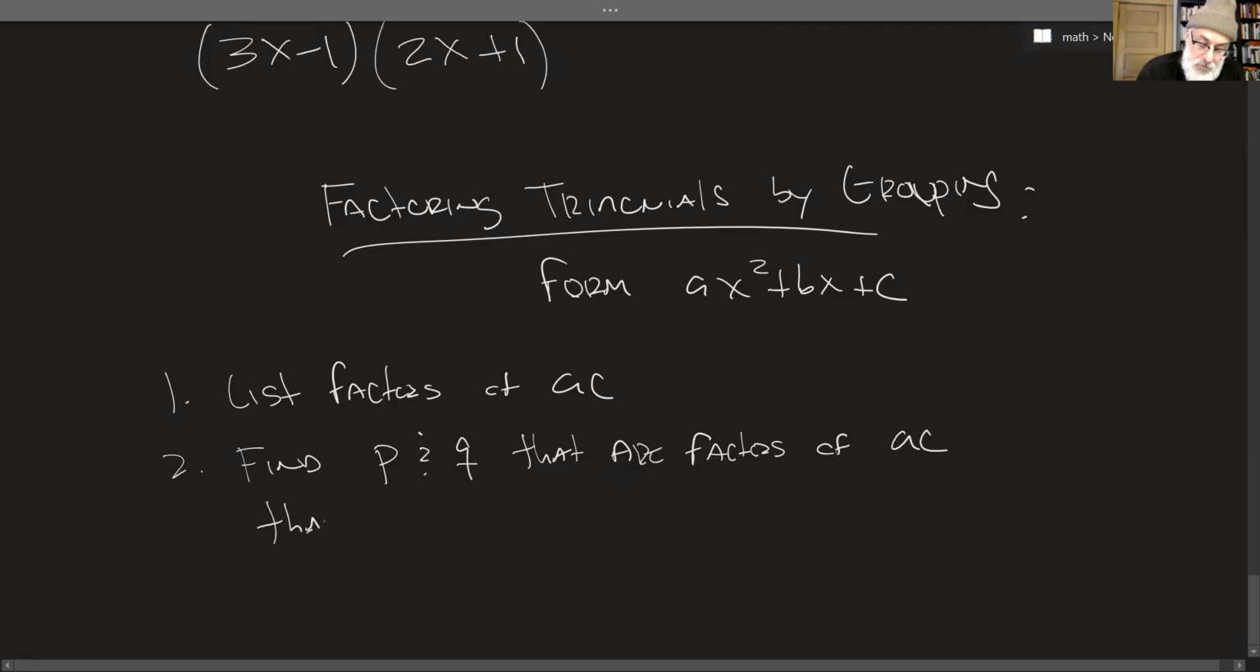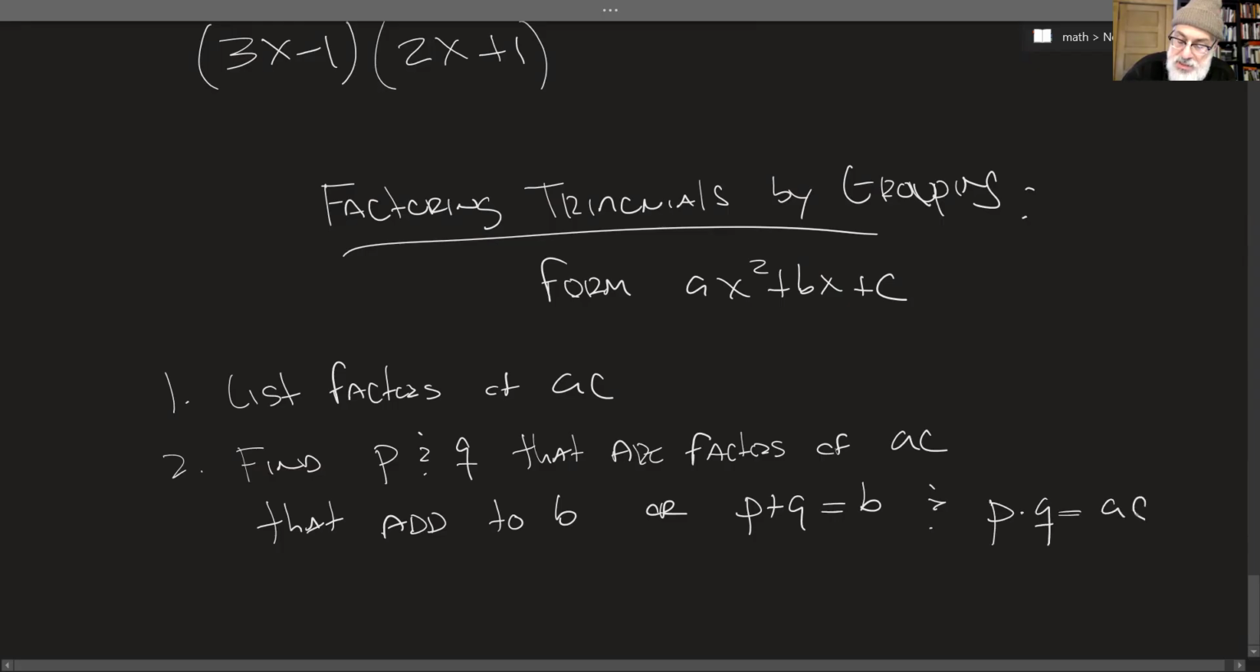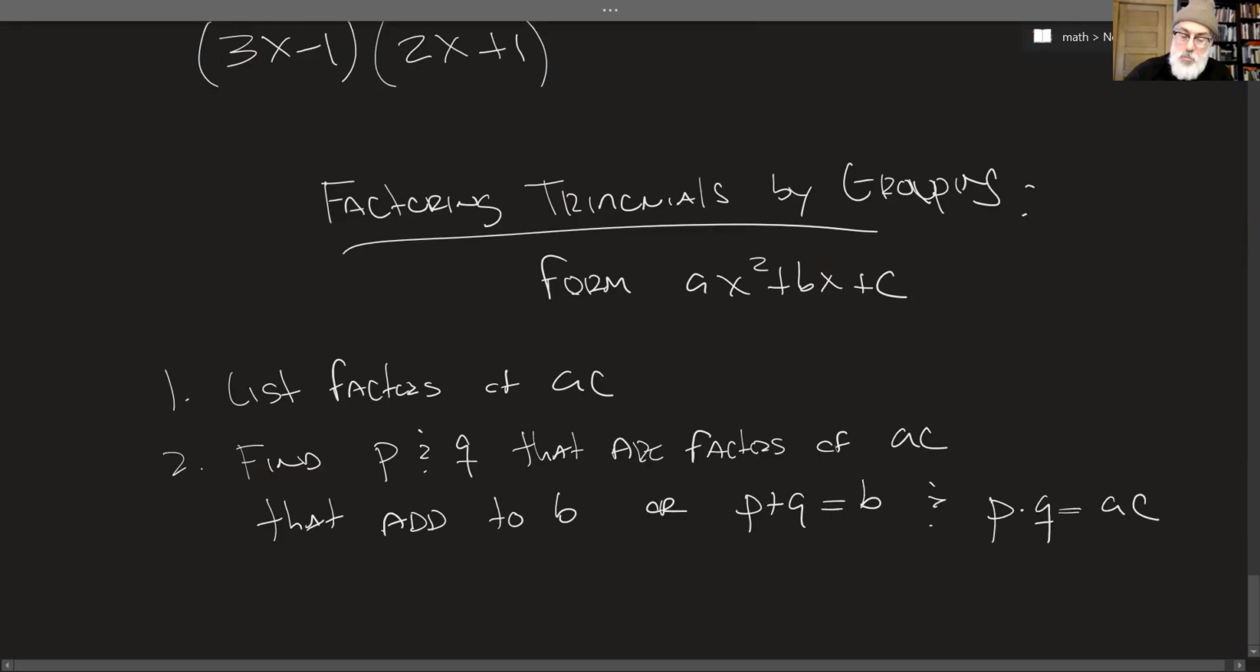That add to B, or P plus Q is equal to B, and P times Q is equal to AC. So those two things have to be simultaneously true.